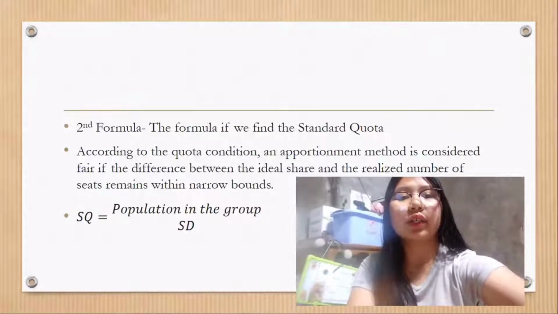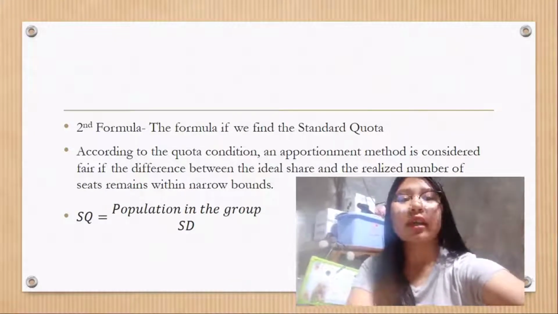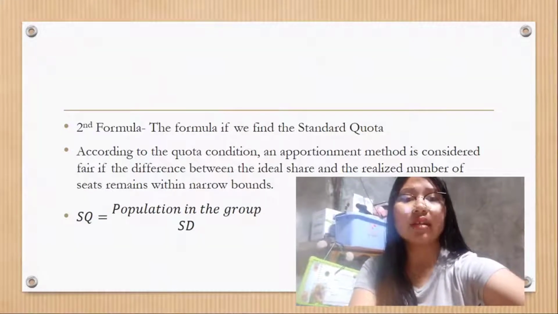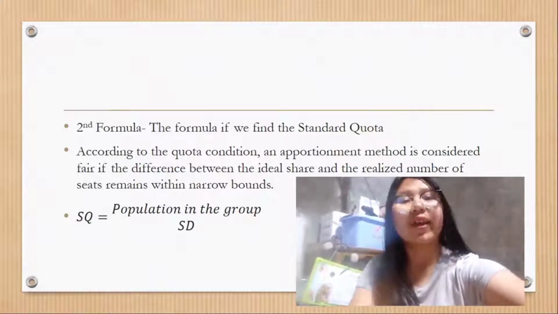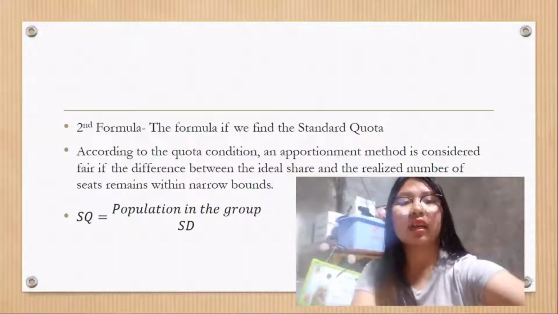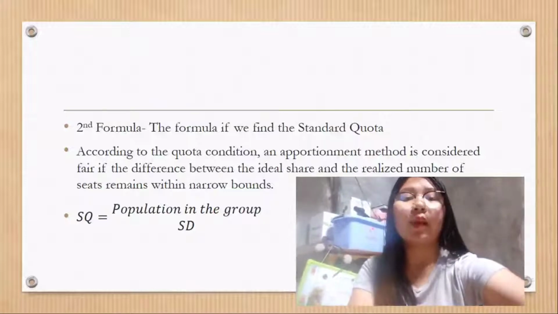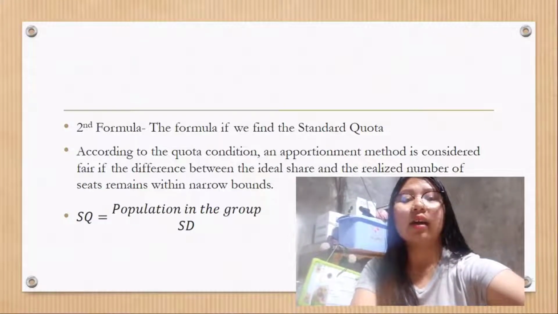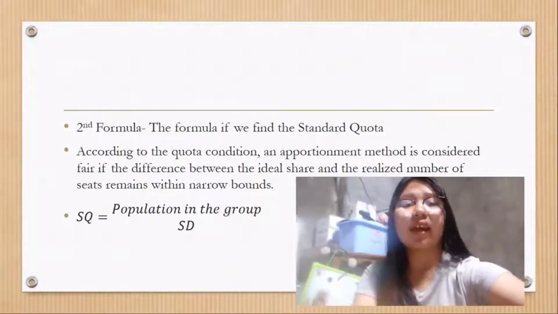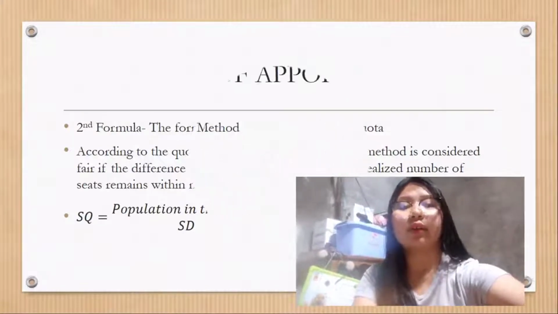According to the quota condition, an apportionment method is considered fair if the difference between the ideal share and the realized number of the seats remains within narrow bounds. For the formula of the standard quota, the population in the group should be divided by the standard divisor.